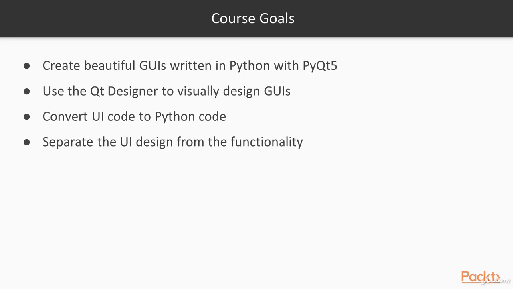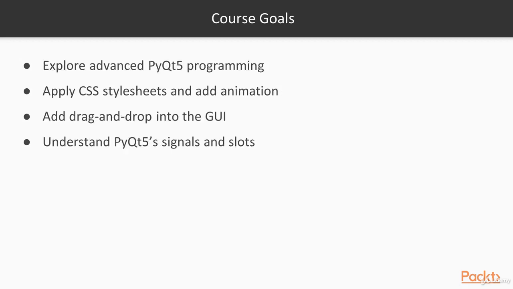By the end of the course you should be able to create beautiful GUIs written in Python with the PyQt5 framework. Use the Qt Designer to visually design GUIs, convert the designer UI code to Python code, separate the UI design from the functionality of the GUI, explore some advanced PyQt5 programming, apply CSS style sheets and add animation, add drag and drop into the GUI, understand the PyQt5 signals and slots event handling mechanism, and much more.